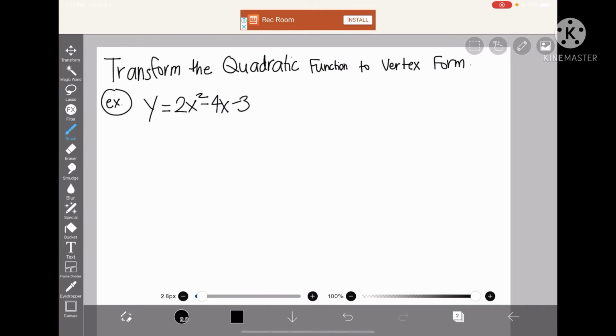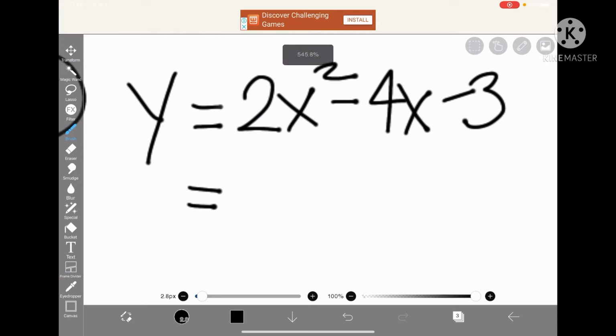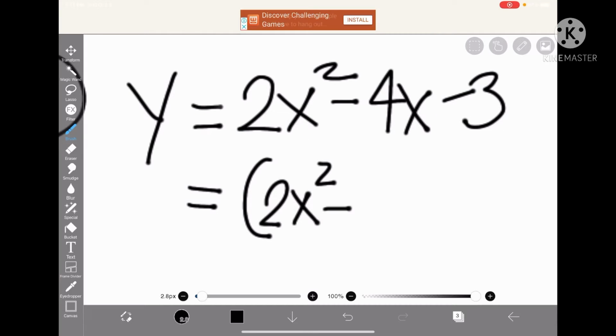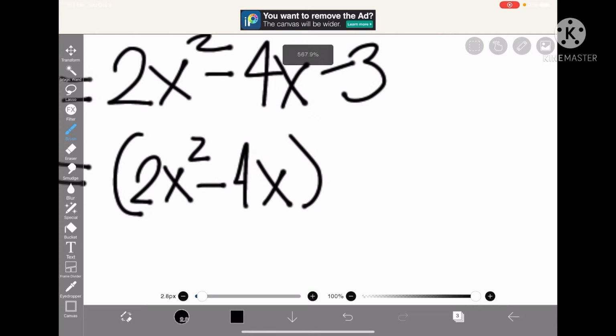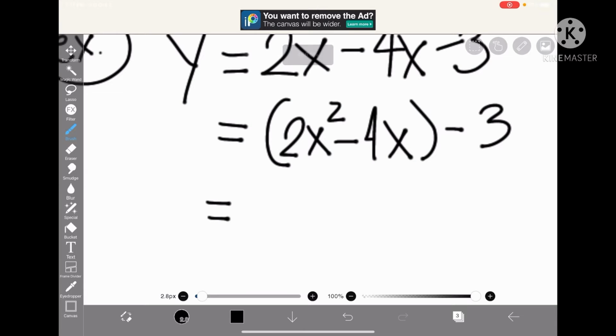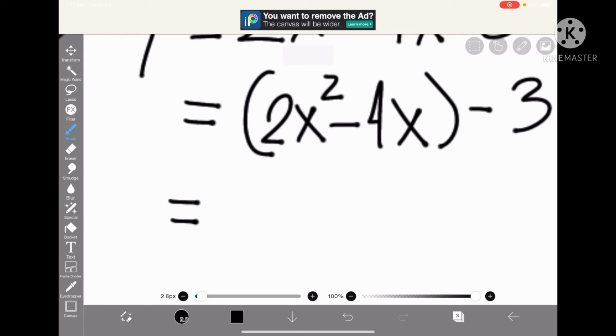Today we'll be doing another method on how to transform the quadratic function into vertex form. So the first step to do is we're going to group all the x terms, or the terms containing x, which is 2x squared and 4x. Leave 3 alone. Next, we're going to factor 2 out, or a, in this equation.